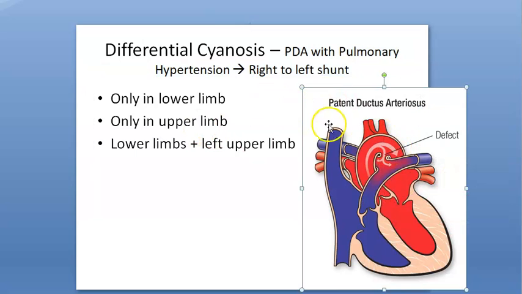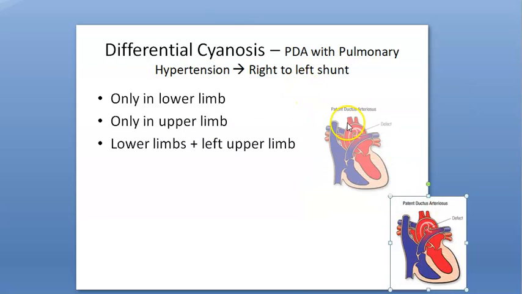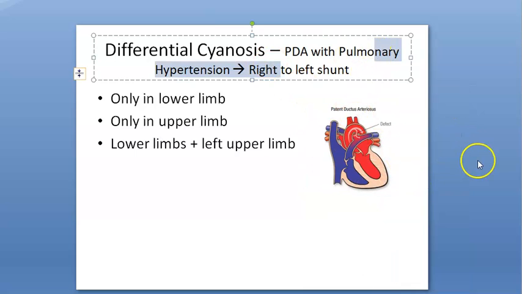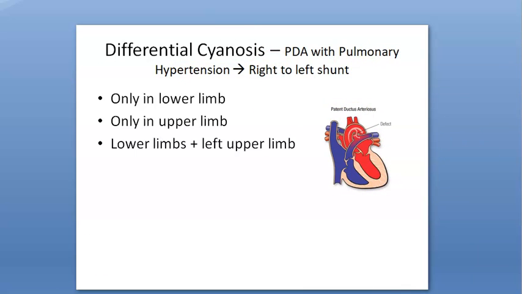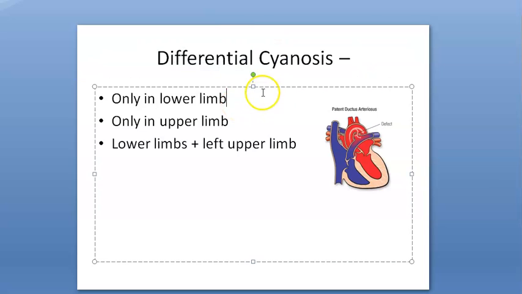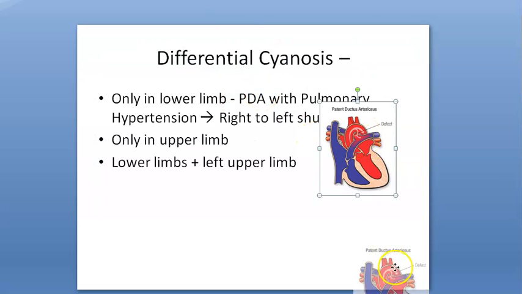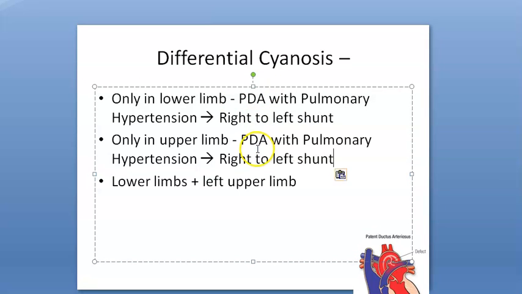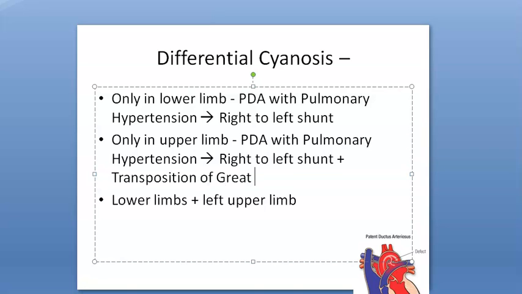Okay, remember, it is not PDA which is causing the problem. It is PDA with pulmonary hypertension which is having the right to left shunt, which is the problem. So this PDA with pulmonary hypertension is for this one. And this one is PDA plus pulmonary hypertension plus right to left shunt plus transposition of great vessels. That time upper limb is affected. This is just becoming too much, right?